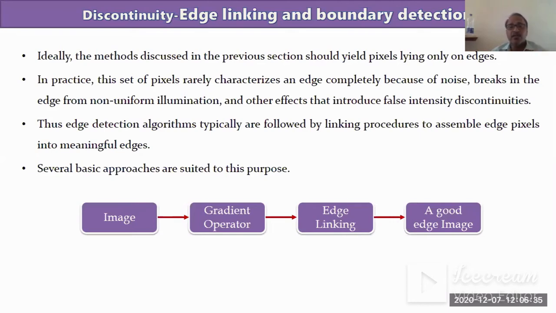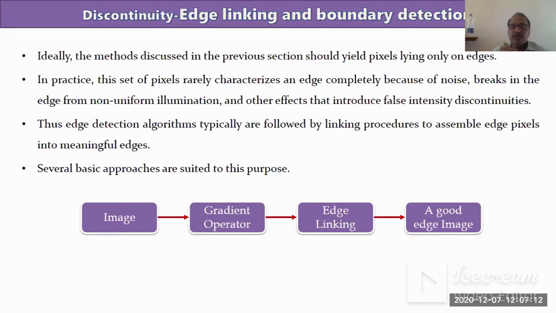In that case, we can use different techniques to link the edge. In practice, a set of pixels is rarely characterized as an edge completely because of noise or breaks in the edge, non-uniform illumination, and other effects. So the edges are not clearly visible. They consist of some noise, some breaks or discontinuity, and due to that we cannot correctly identify the edges. For such images, we can use the next technique.